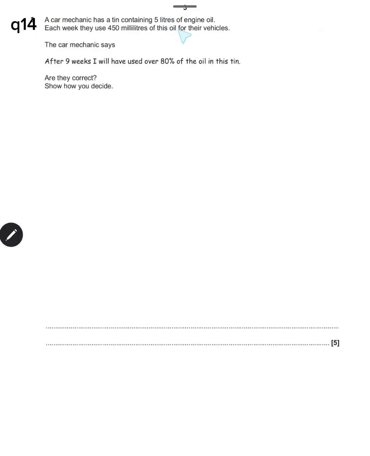We've got a mechanic that's got a tin containing 5 litres of engine oil. Straight away, I can see we've got millilitres coming up. So I'm going to take that 5 litres and multiply by 1,000 just to change that to millilitres. There's your conversion to change to millilitres.